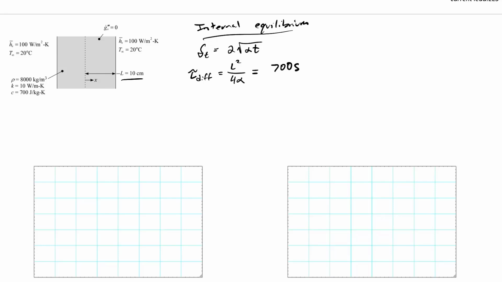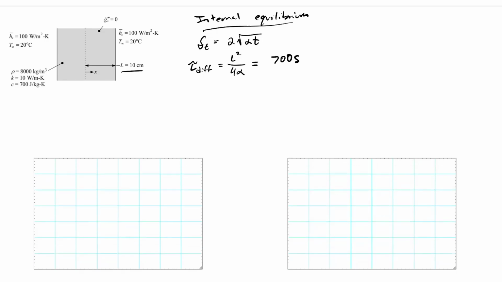So what is that saying? That is saying that when I turn off that electricity, the center line, where the condition is changing at the boundary and we're losing generation, is not going to see that change in the external condition for about 700 seconds. So it takes that amount of time for the heat to diffuse in, or the cool to diffuse in. That's the diffusive time constant, and then external equilibrium.